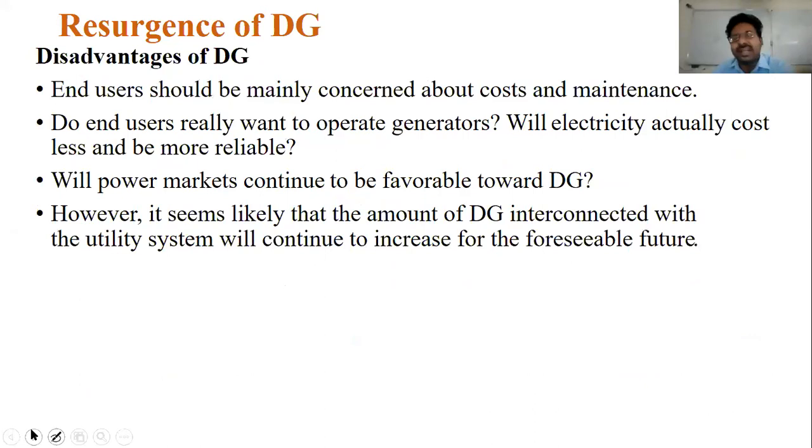What is the main drawback of these DGs? The main drawback is the installation cost, the primary installation cost, the economic aspect. It is somewhat higher.